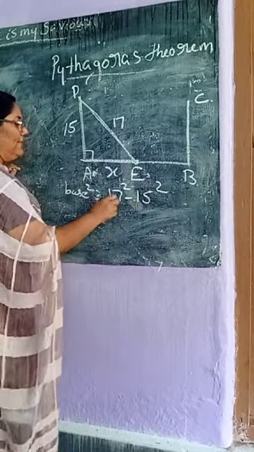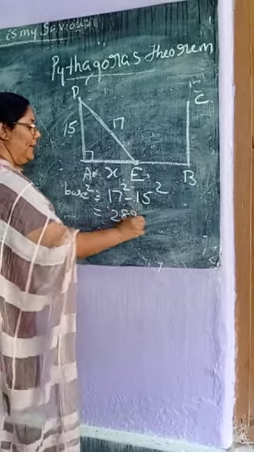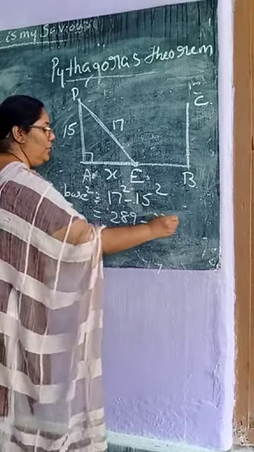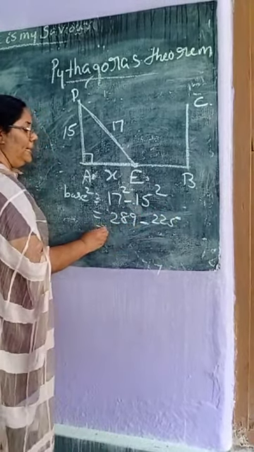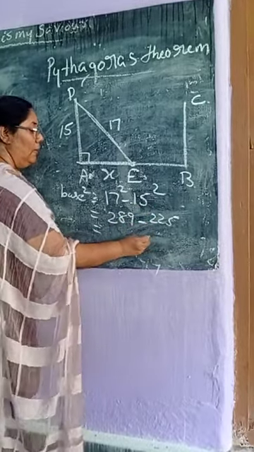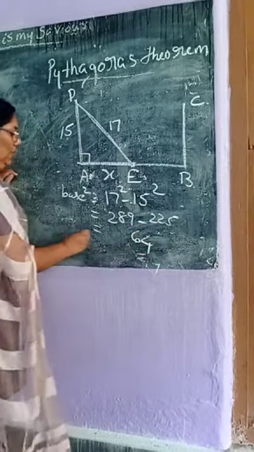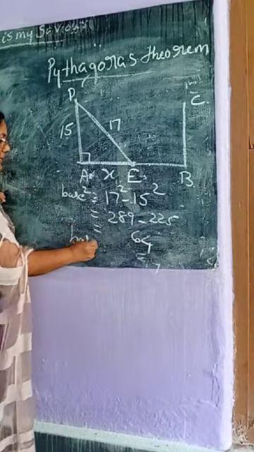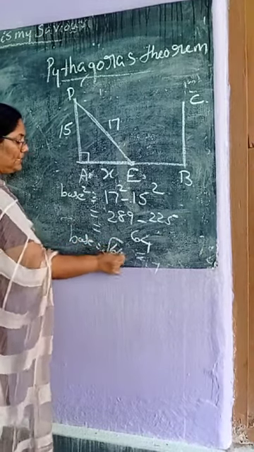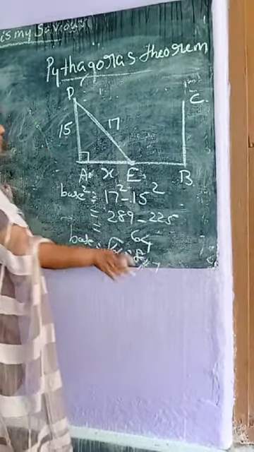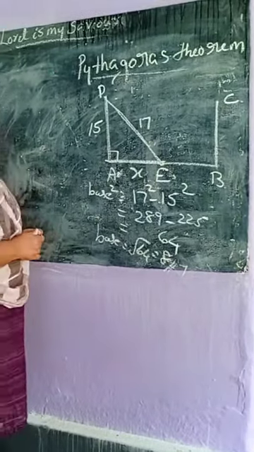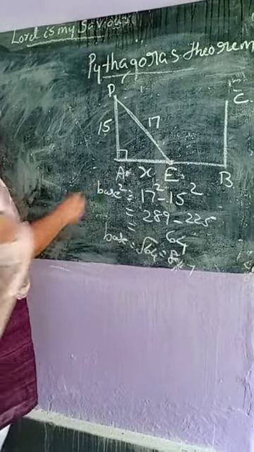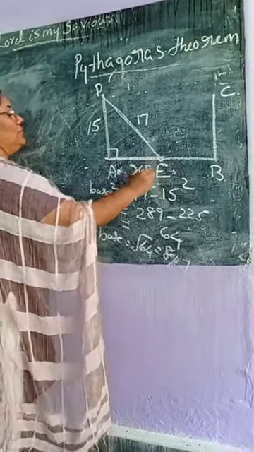Can you say what is 17 square? 289 minus 15 square is 225. 289 minus 225 is 64. Therefore, can you say what is the base? Base is equal to root 64, equal to 8. Root 64 is equal to 8. Understand? Therefore, this x equals 8.